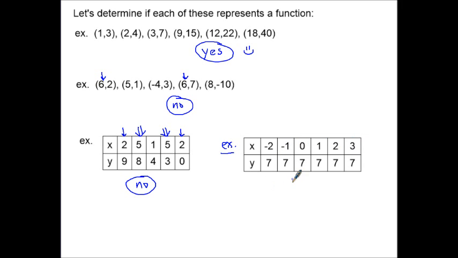So this is a function, even though 7 might make it look like it's a no, this is a yes. Remember, it's all about the x values. As long as each x value only has one y, the y's are irrelevant, as long as that x value doesn't show up again trying to get with a different y value.